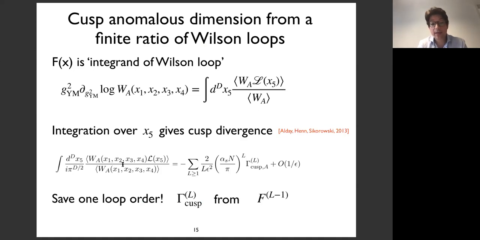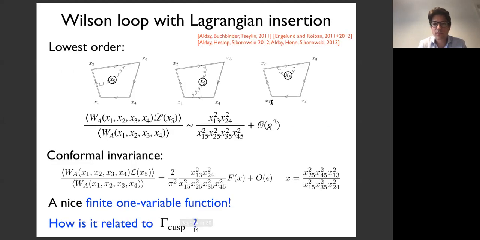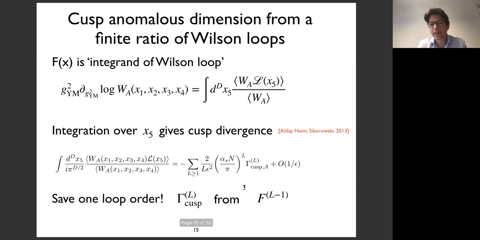On the other hand, once we carry out the integration, on the left-hand side, we expect to see the cusp anomalous dimension in the leading divergent term. So in summary, what we see here is that we get the cusp anomalous dimension, but we're saving one loop order because, for example, we just need to do this tree level calculation here. This rational function determines the one loop value of the cusp anomalous dimension. Or more generally, we just need the L-1 loop value of f to get the L loop value of the cusp.